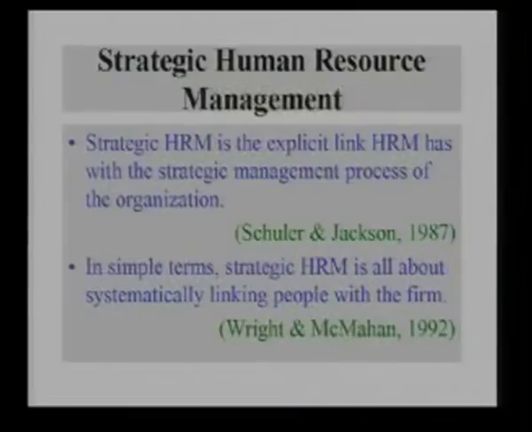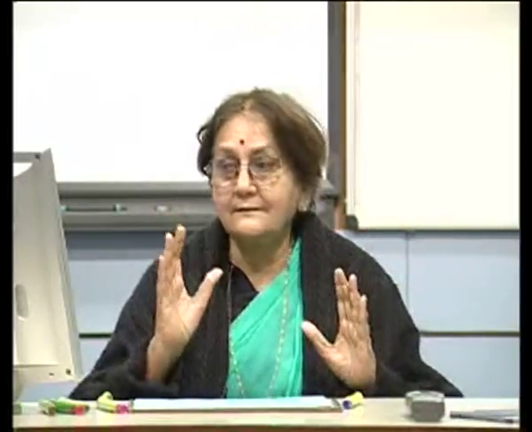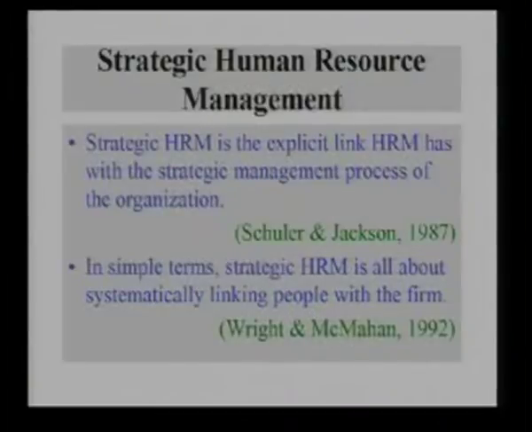Here we have a couple of quotations from the writers. Schuler and Jackson have said that strategic human resource management is the explicit link human resource management has with the strategic management process of the organization. So, on the one hand, organization has strategic management issues, and on the other we have strategic human resource management issues, and we have to actually combine these two to achieve the competitive advantage in today's world. Earlier we were talking about these as separate categories. Now, Wright and McMahon have said that in simple terms, strategic human resource management is all about systematically linking people with the firm.